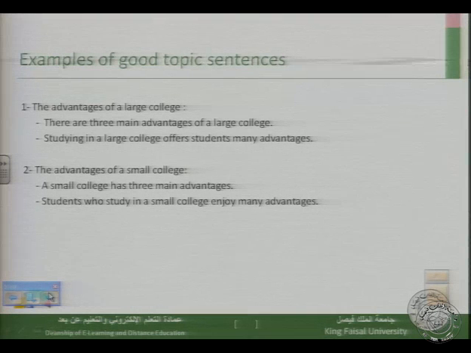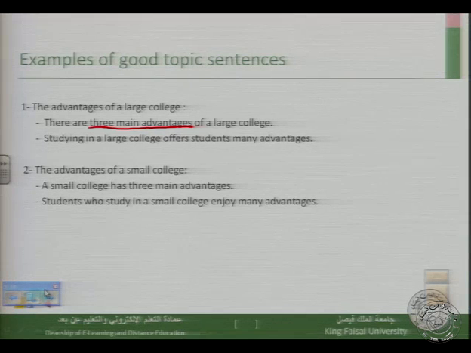For the topic number 1, the advantages of a large college, I suggested two topic sentences. The first one was there are three main advantages of a large college, and in this topic sentence the controlling idea is three main advantages. So here you have to write about three main advantages. So in your paragraph you have to write about the advantages of a large college, and you have to mention three main advantages or three advantages.